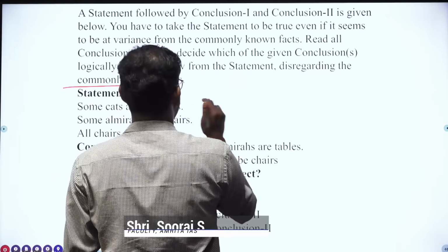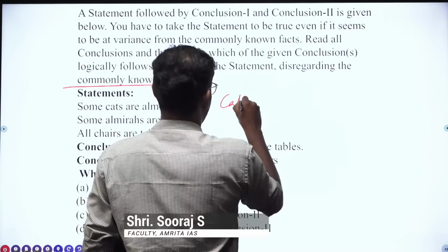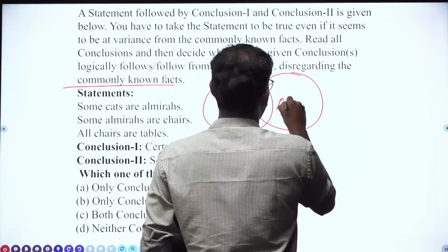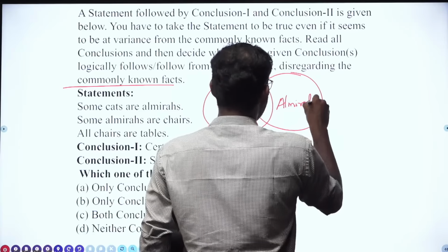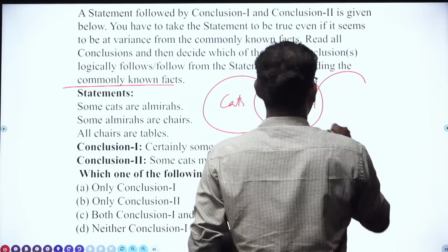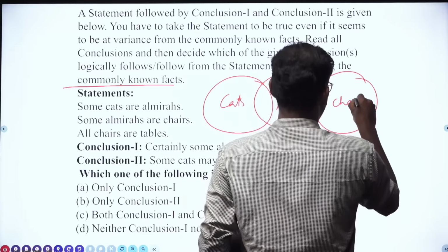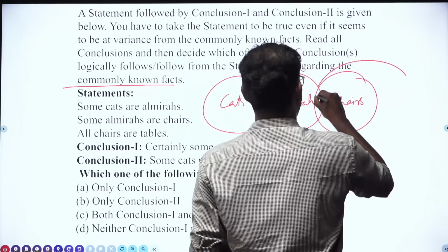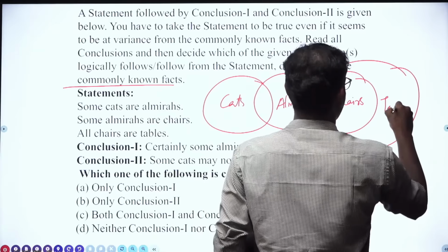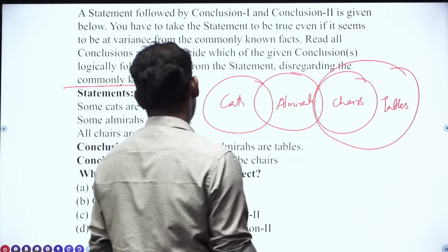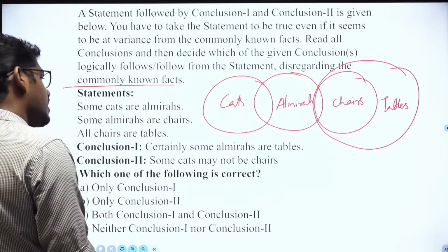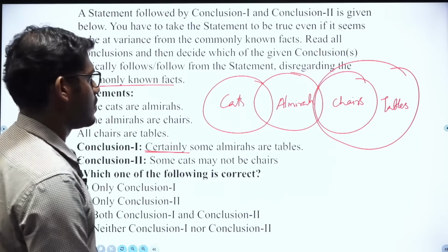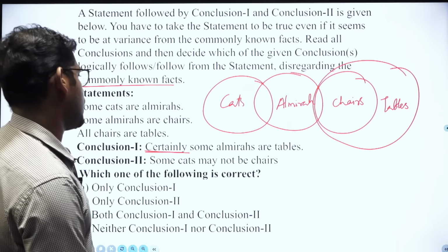Some cats are almirahs. Some almirahs are chairs. All chairs are tables. Okay. Conclusion 1. Certainly some almirahs are tables. Okay. Certainly some almirahs are tables.